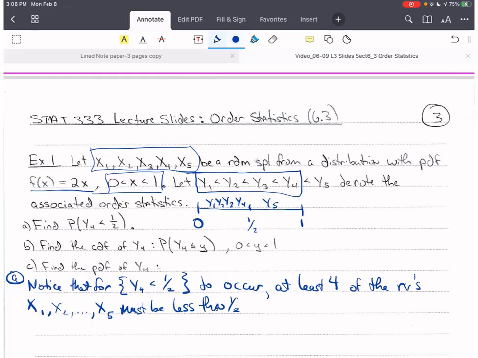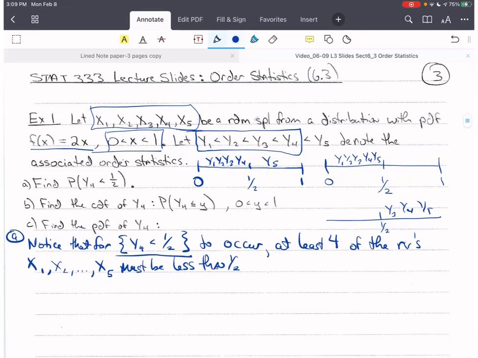But we can satisfy this set here, y4 less than a half, in two ways in this case. So what if y5 is less than 1/2, then we'd have y4, y3, y2, and y1 all less than 1/2. y4 is definitely less than 1/2. But if y3 is not less than 1/2, then y4 has to be above, and of course y5. So there's two different ways that this can occur: when y4 is less than a half but y5 is not, and when all 5 observations are less than 1/2.